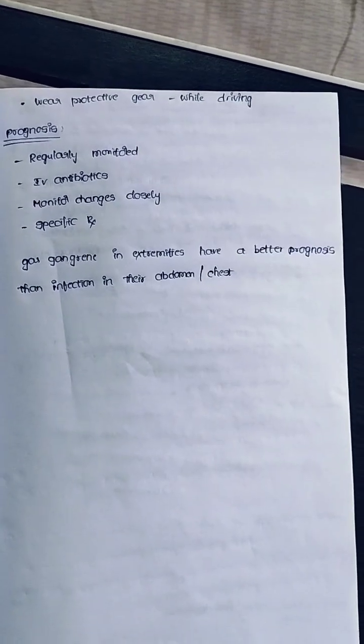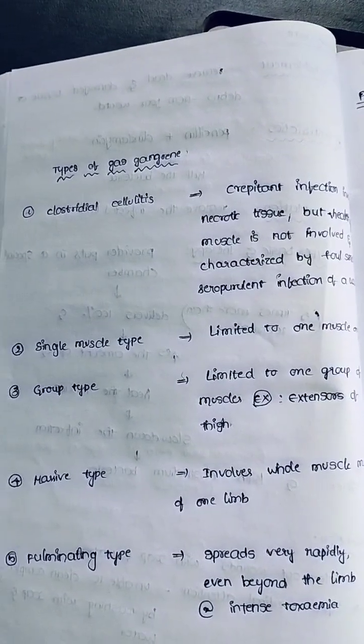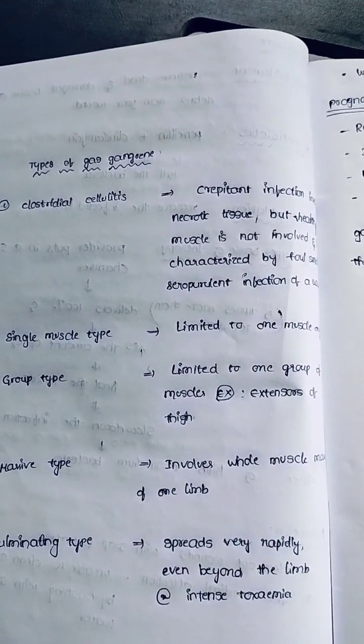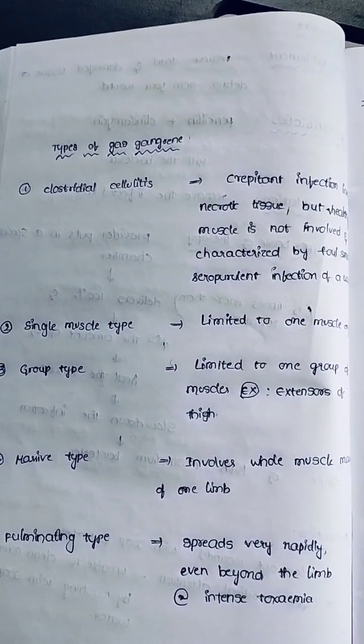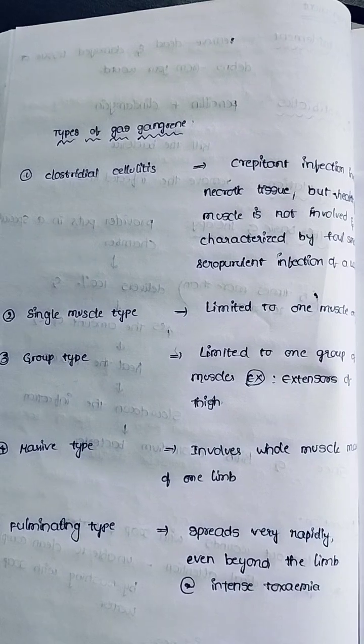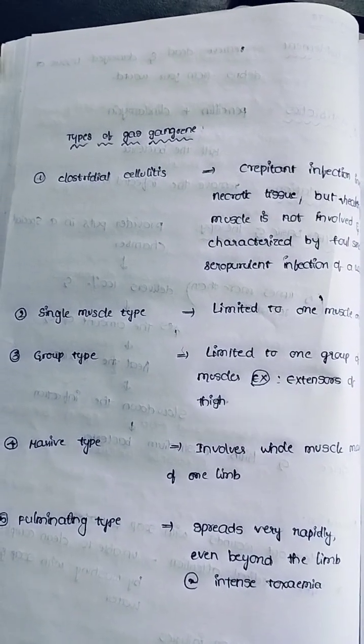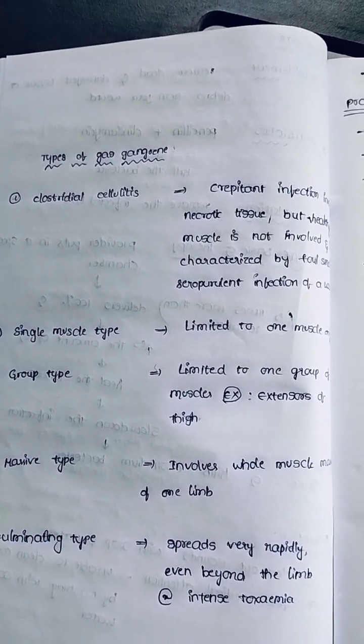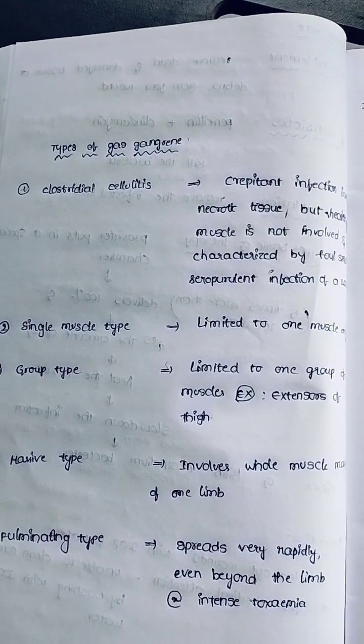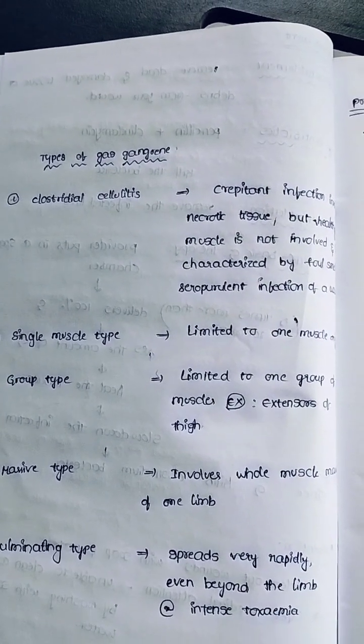And finally, we will also talk about the types of gas gangrene. There are different types: clostridial cellulitis, single muscle type, group type, massive type, and fulminating type. Why are we saying it last? Because we have explained everything clearly.